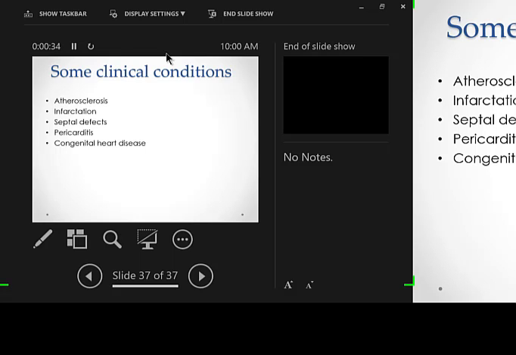Another thing could be what is called transposition of the great vessels. You don't have to write this, I'm just telling you out of interest. So instead of the aorta coming from the left ventricle and the pulmonary artery coming from the right ventricle, they're switched. So the aorta comes from the right ventricle and the pulmonary artery comes from the left ventricle. You can understand this would not be compatible with life, right? Because they're going to the opposite places. So there are many conditions like this.